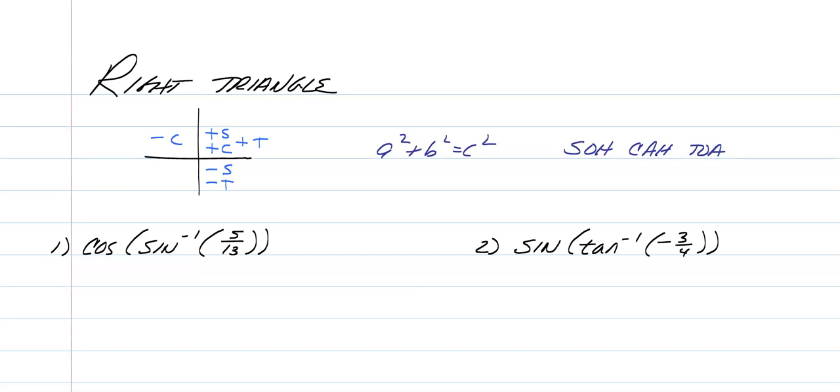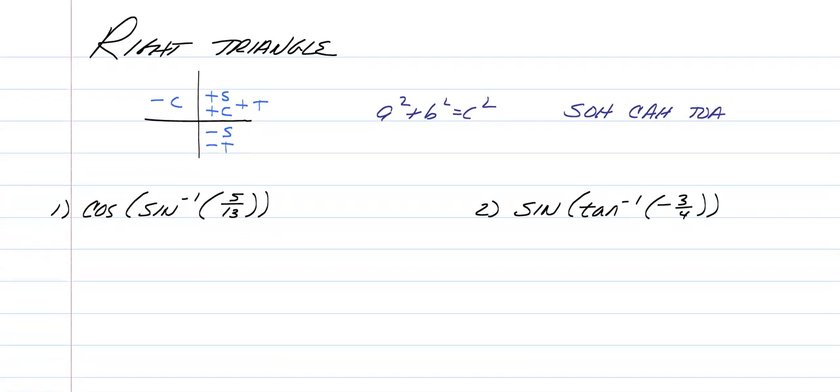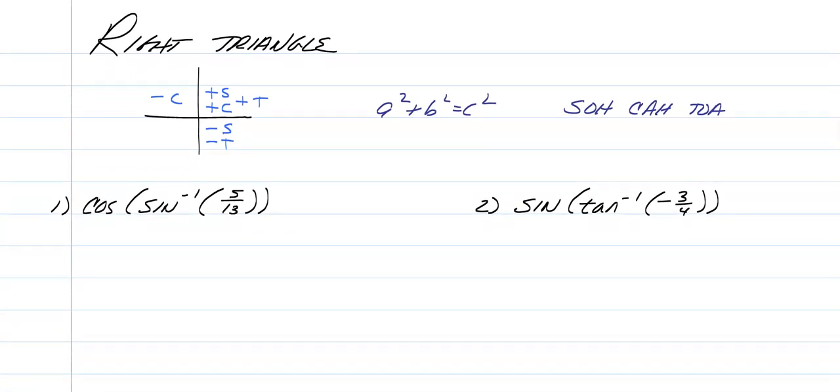So, first example says, what is the cosine of inverse sine of 5 over 13? Notice there's no radicals. This is drawing a right triangle using the Pythagorean theorem to find our answers. So the first example is going to look a little bit like this.